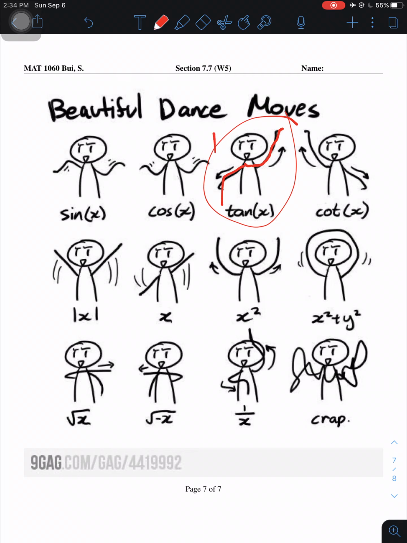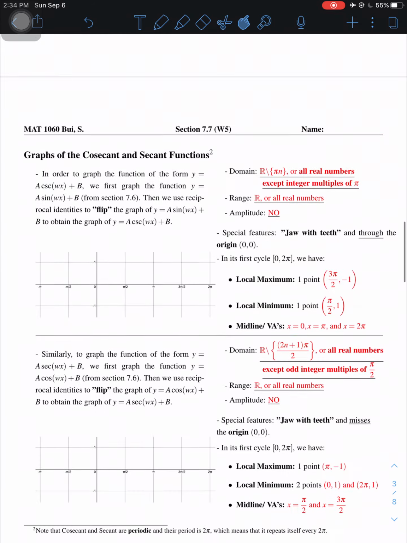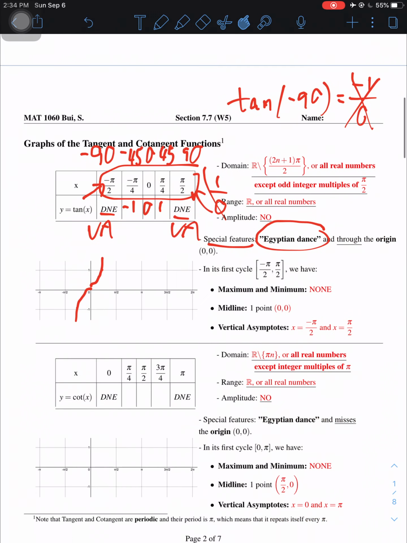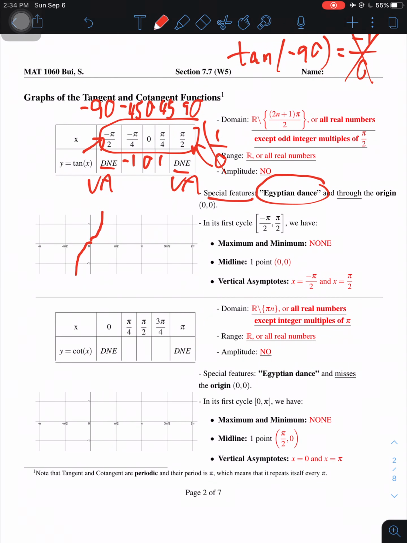And then on the 2 sides, we're going to have what we call vertical asymptotes. Vertical because, as you can see, they are vertical, right? And asymptotes because at those dashed lines in there, we have no y values. Okay, so let's go back to our page. This one right here. At π over 2 and negative π over 2, we're going to have the 2 asymptotes.